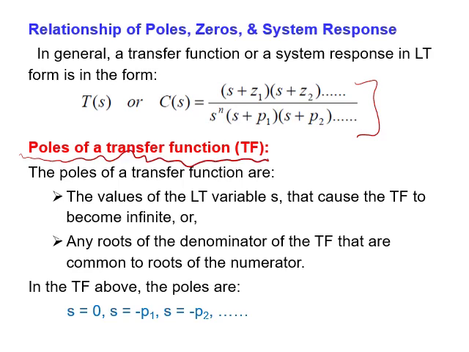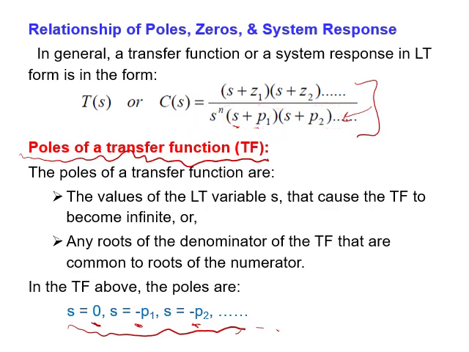If you consider the denominator, because if the denominator becomes 0, we are going to get the whole function equal to infinity. So if the value of s equals -p1, for example, we are going to get -p1 plus p1 equal to 0, which makes the denominator equal to 0, which makes the transfer function equal to infinity. From there, all the values of p, p1, p2, p3 in the denominator are known as poles. So in this transfer function, if s equals 0 or s equals -p1, these are the poles. So the poles are 0, -p1, -p2, and so on.